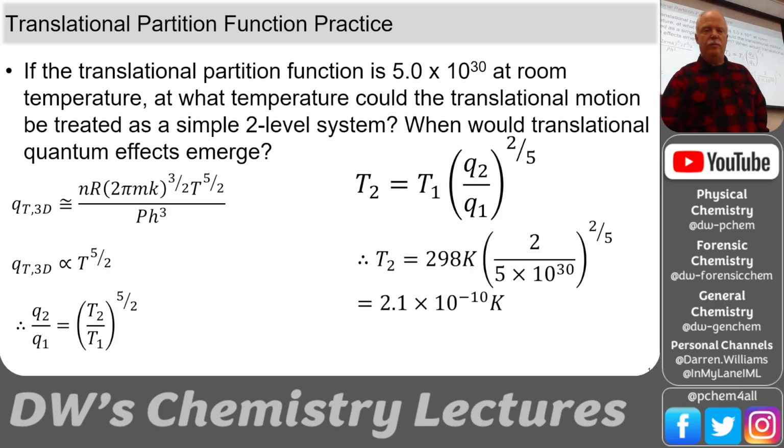So here we are. We put in the room temperature Q. This is the Q when quantum effects emerge. It becomes a two-level system at that point, and it's room temperature here. Solving for this temperature in Kelvin gives 2 times 10 to the minus 10 Kelvin. So it's extremely cold. We're not going to see quantum effects in translation in our everyday experience.